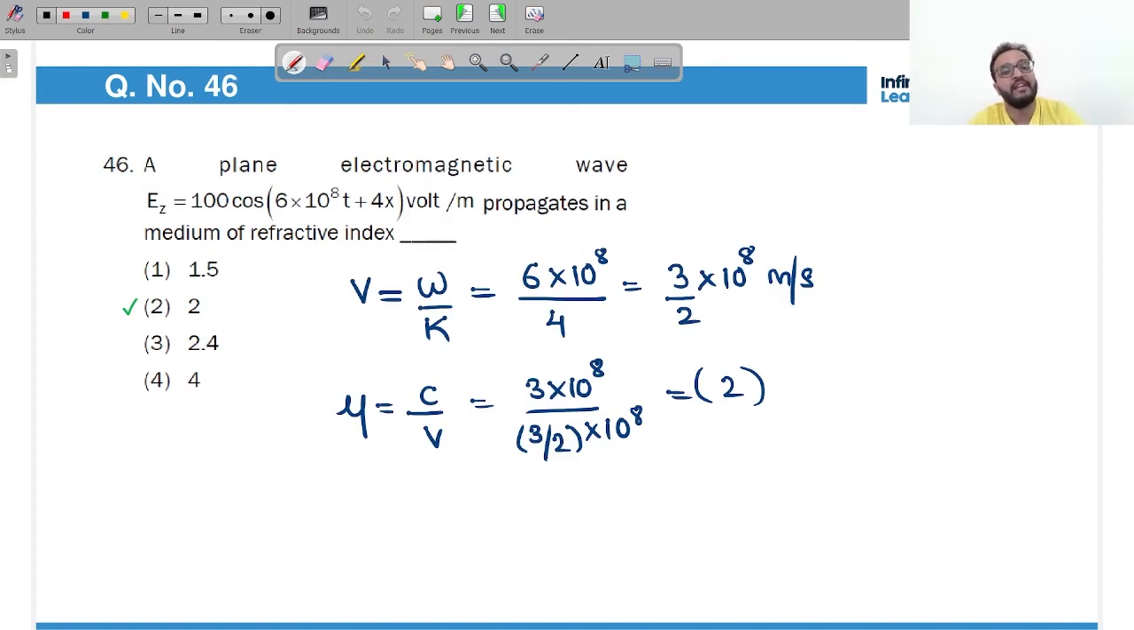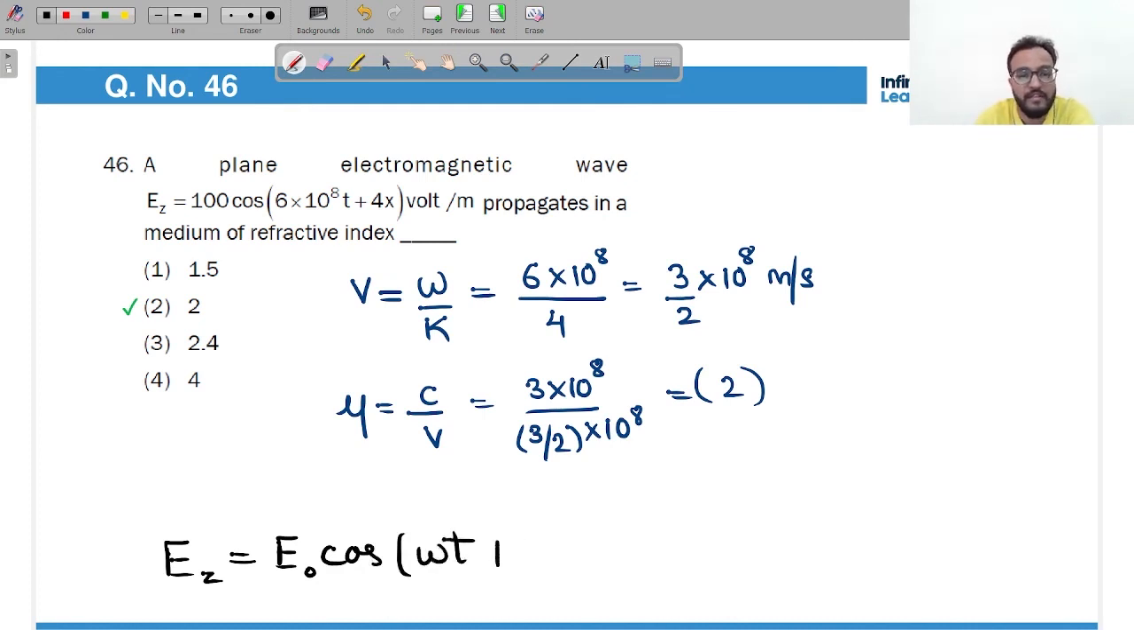A plane electromagnetic wave is given. So they have given us Ez is like this: Ez is equals to E naught cos of (omega t plus kx). So we know that the speed v is omega by k. Now comparing, the value of omega is this, value of k is this. Put the values, you know v. Now what is the value of refractive index? It is c by v. You know the value of c, know the value of v, put it, get your answer, right?